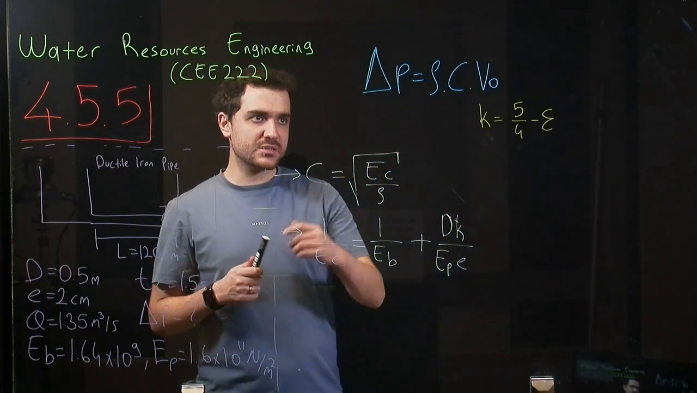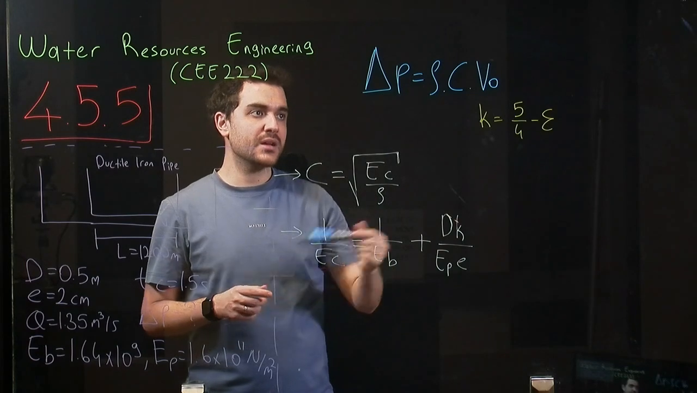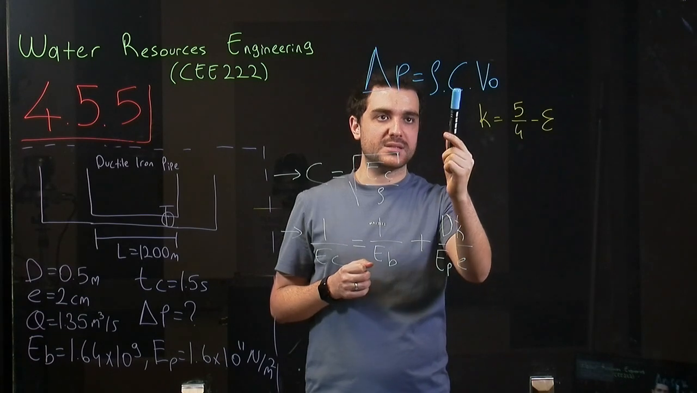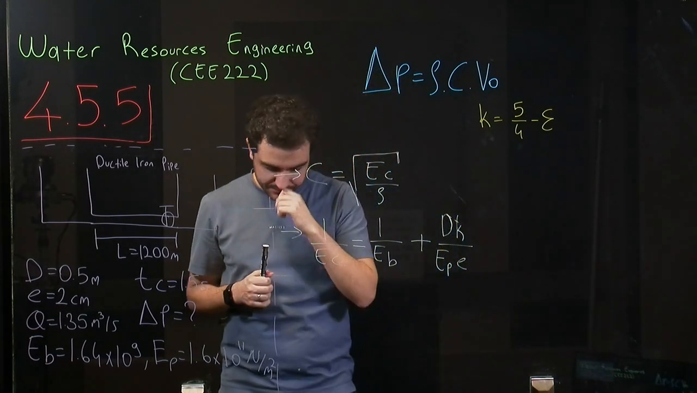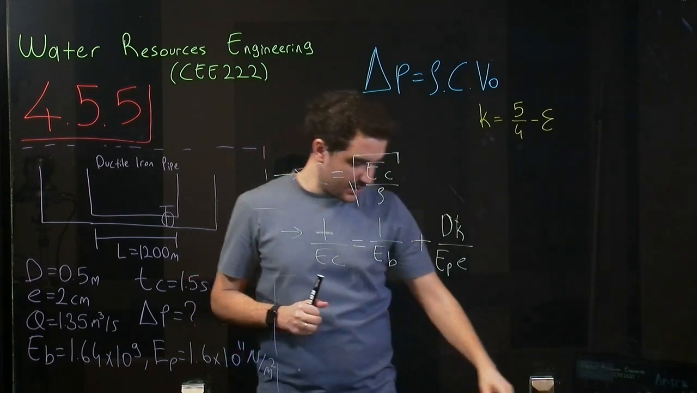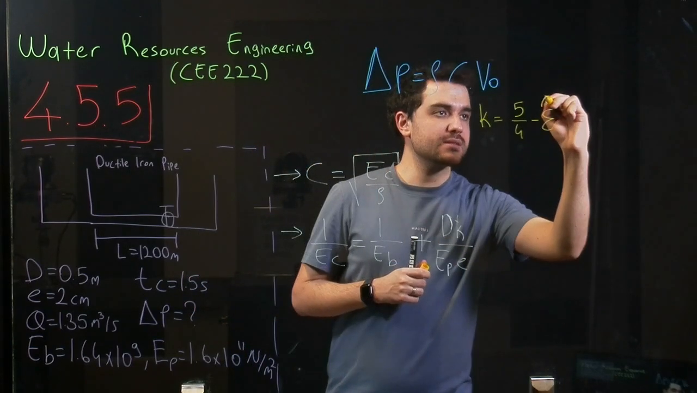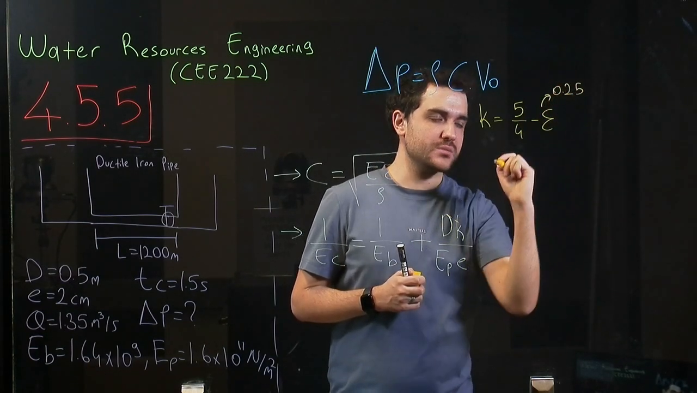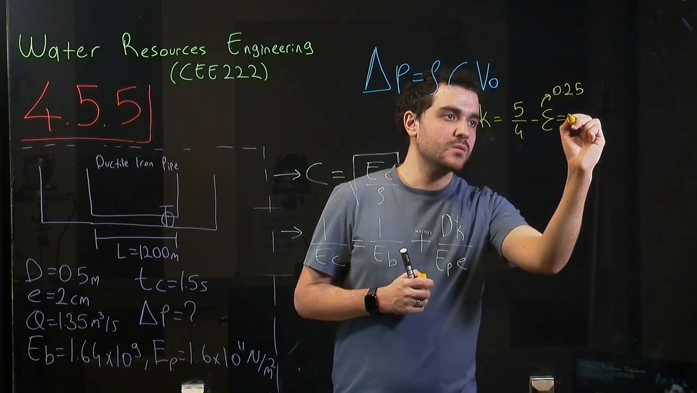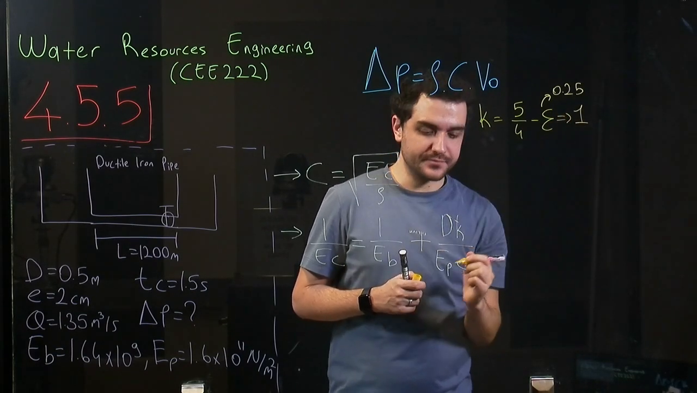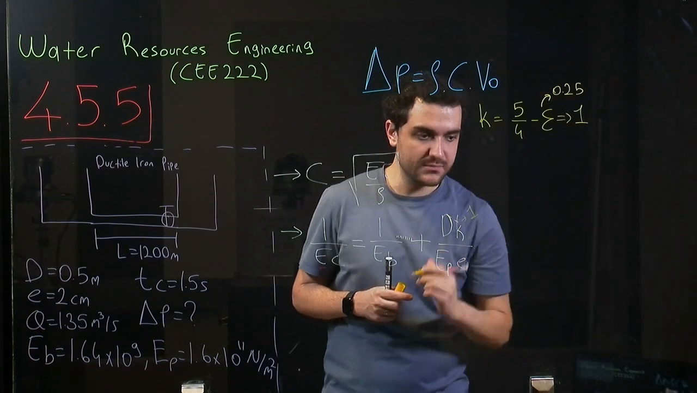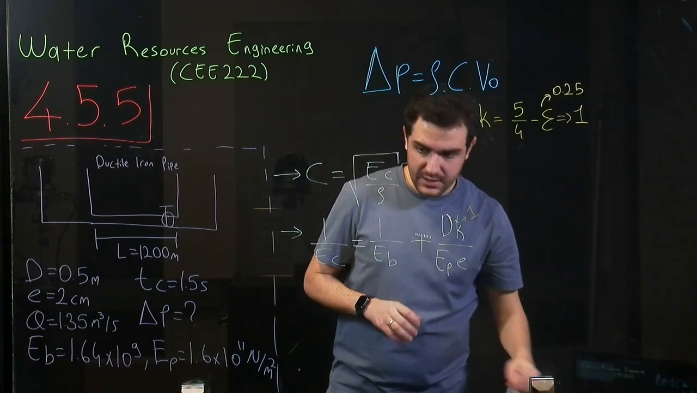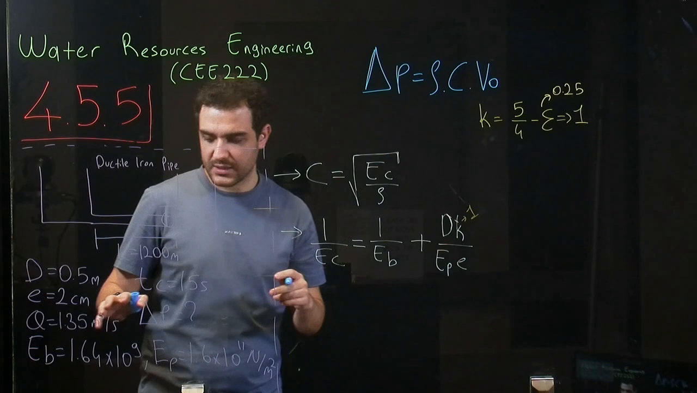So the water hammer pressure is calculated using this equation, which is the density times speed of wave times initial velocity. And since we assume a 0.25 Poisson's ratio, we can calculate K as 1. So this value will be 1. And now we are going to just write everything we have.